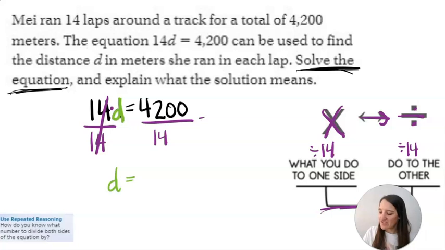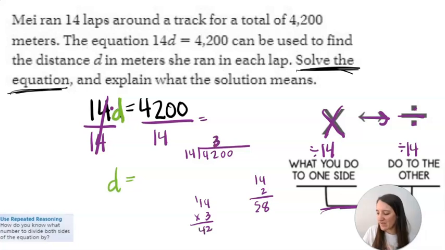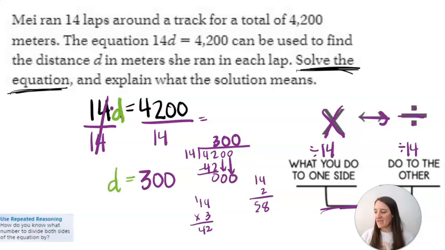Okay, so now we just have to do 4,200 divided by 14. 14 times 2, I know, is 28. 14 times 3 is, oh, perfect, 42. And then when I bring down a 0, 14 can go into 0 0 times. Bring down that next 0. 14 can still go into 0 0 times, so I'm left with 300. And then I can check it and say 14 times 300.